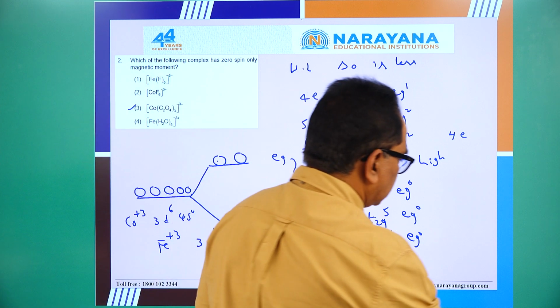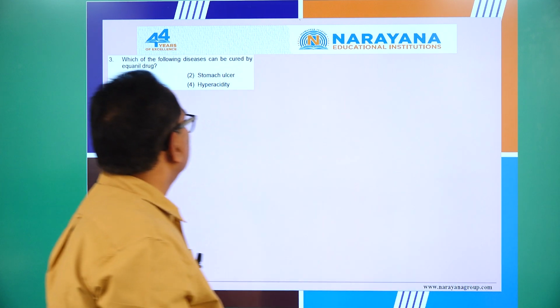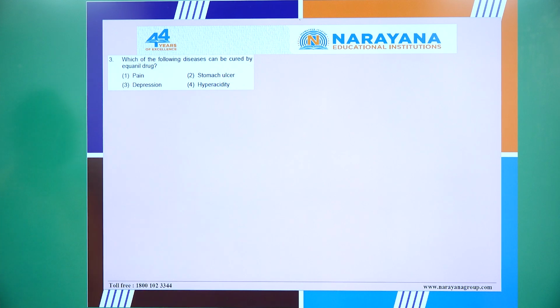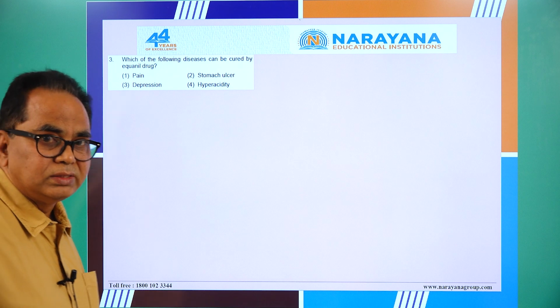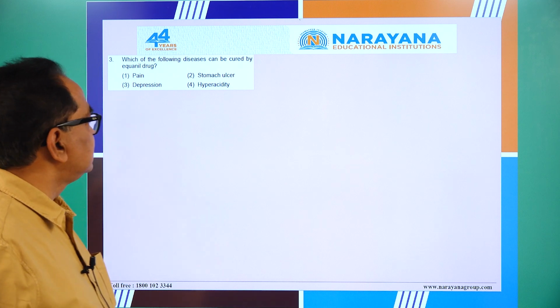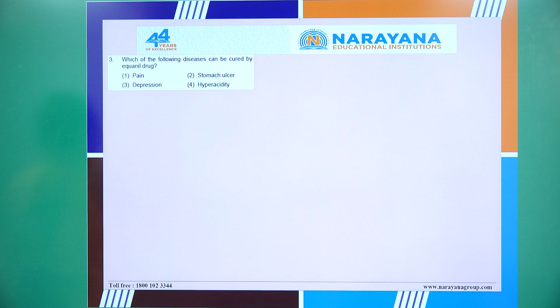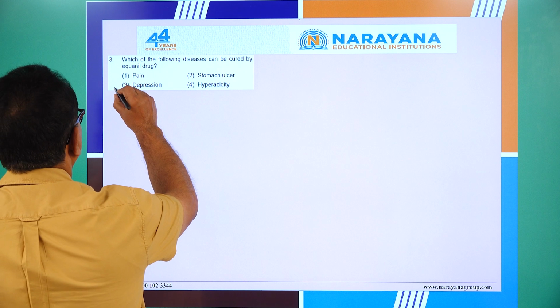Coming to the next question: which of the following diseases can be cured by the drug equanil? This is a completely memory-based question, and the answer is depression. And we know very well, for pain relief we use analgesics, and for stomach ulcer or hyperacidity we use antacids. So for this question the correct answer is 3.